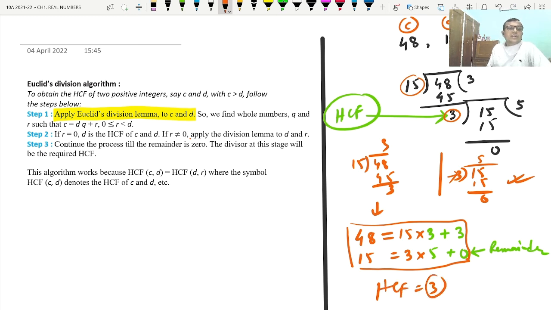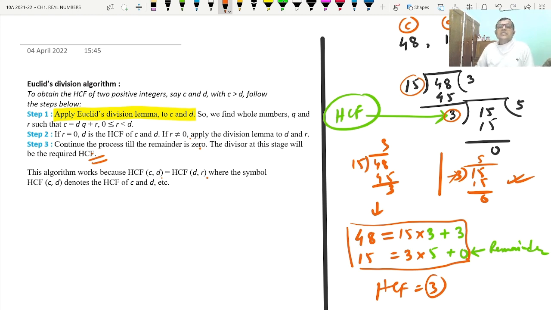Last divisor. Now here, continue the process till the remainder is 0. The divisor at this stage will be the required HCF. The divisor at this stage means when you get remainder 0, the last divisor will be the HCF. You understood this point? This algorithm works because HCF of C and D is equal to HCF of D and R. That is, HCF of C and D and R will be the same. Okay, so this is it.